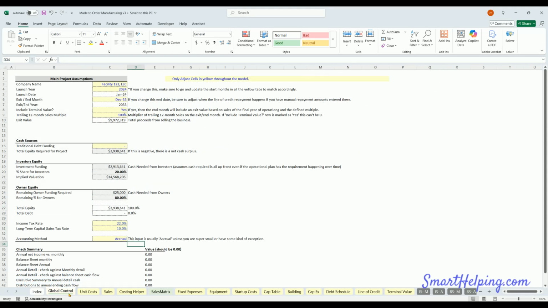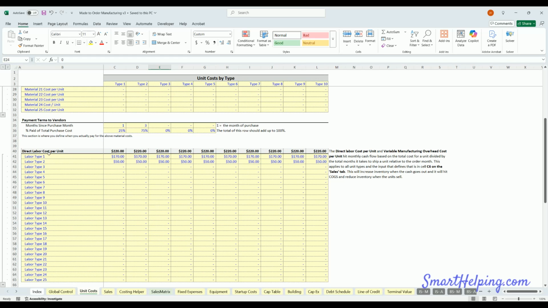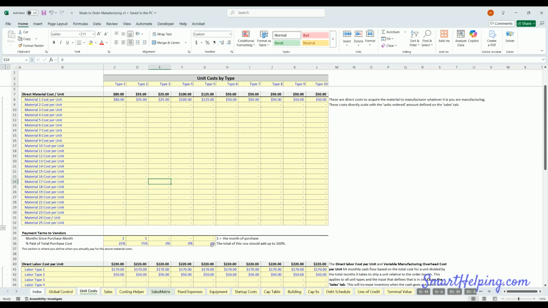I've got an update on the made-to-order manufacturing model. I've added two new direct cost schedules for direct labor cost per unit and variable manufacturing overhead cost per unit.